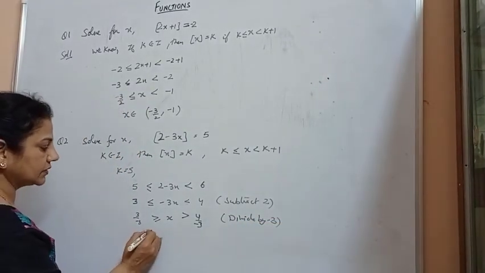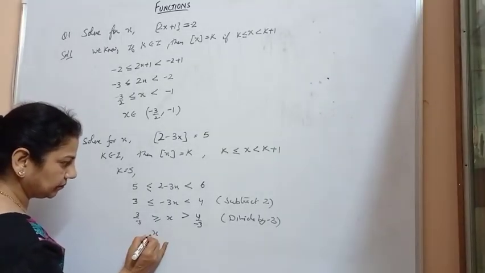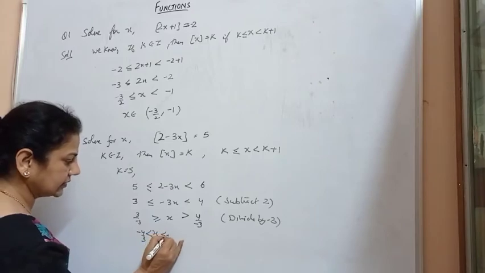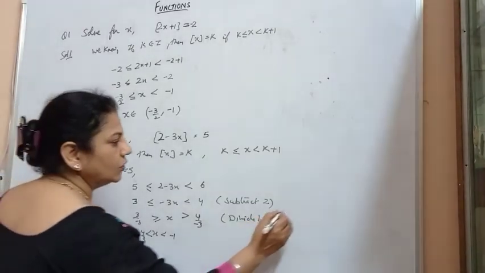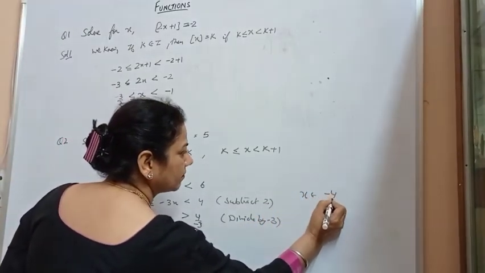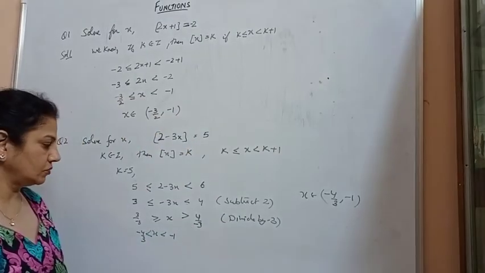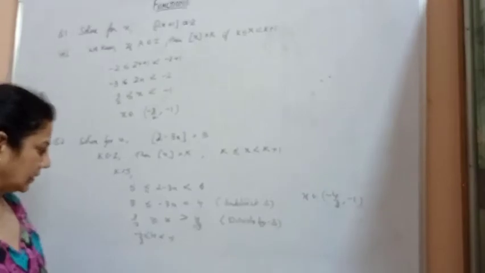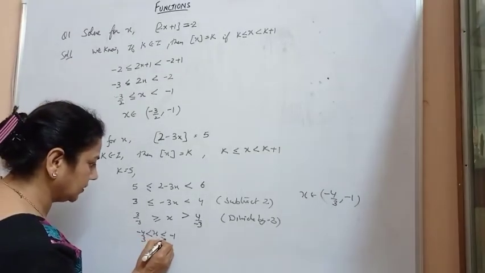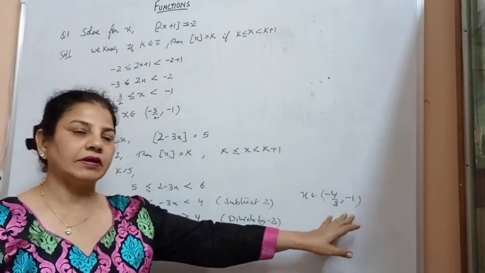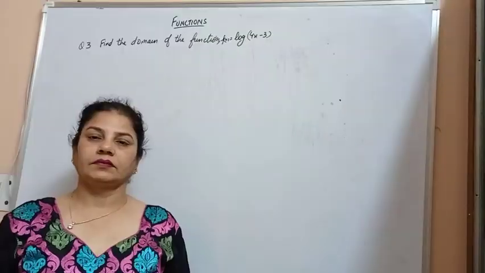So here I will get that x is greater than minus 4 by 3 and less than or equal to minus 1. So the value of x belongs to minus 4 by 3 to minus 1. Less than or equal to is less than. So we have minus 4 by 3 to minus 1, the value of x in this particular case.